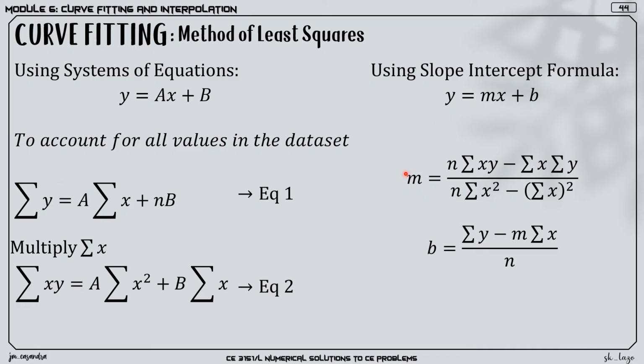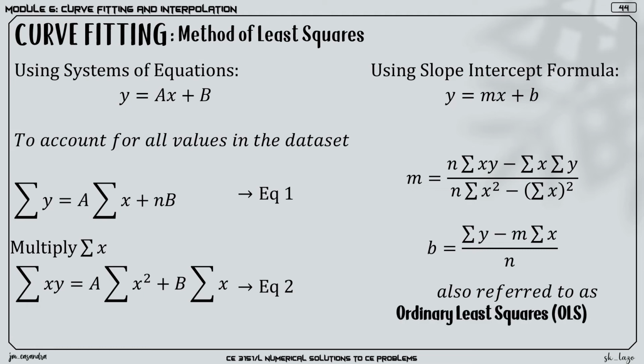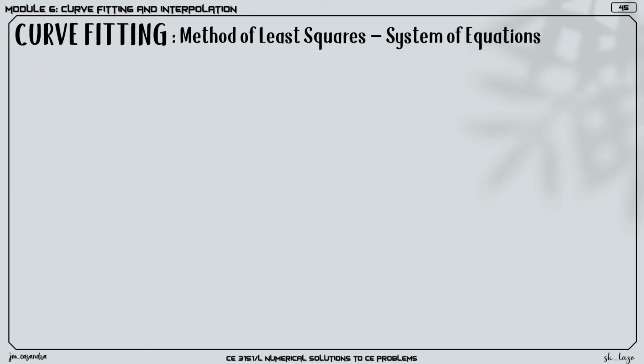Once we have solved for the values of m and b, we simply substitute them in the equation of the slope-intercept form, thus giving us the equation that would best fit the given dataset. This method is also referred to as the ordinary least squares or OLS. So to understand method of least squares by using system of equations, let us try solving example number 1.